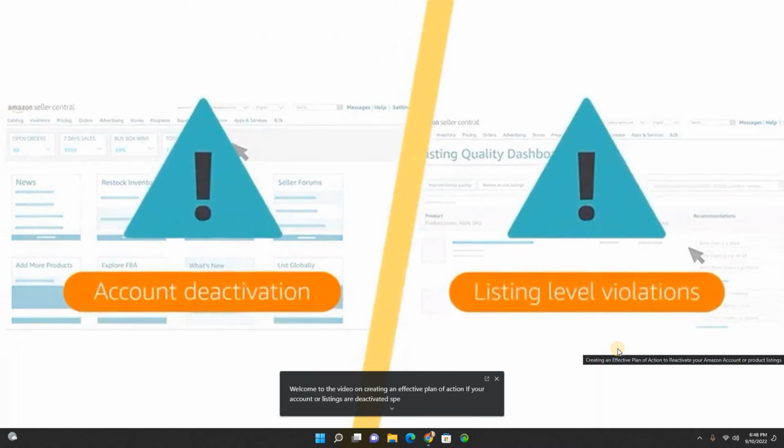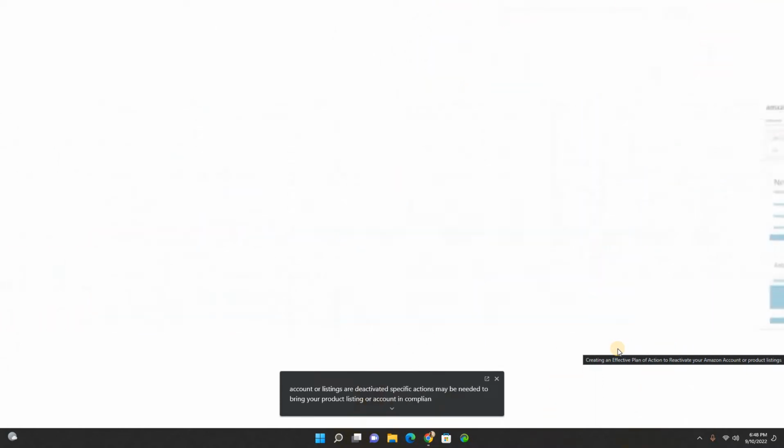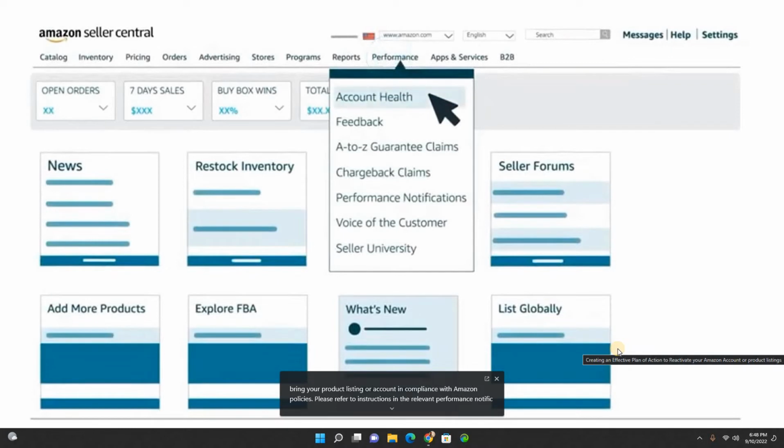If your account or listing is deactivated, specific actions may be needed to bring your account or listing back in compliance with Amazon policies. Please refer to the instructions in the notifications section in Seller Central to find the specific enforcement-related actions and potential next steps.